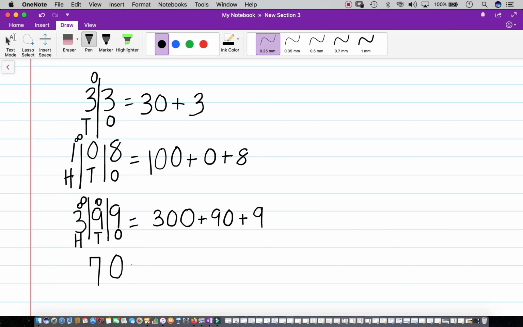Great job. All right. For this last one, can you tell me what this number is? Good, 70. Put a line going down the middle. So how many ones do we have? Good, 0. And this digit is our tens. Good, so put a T.